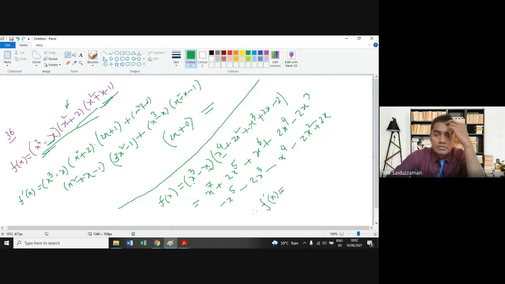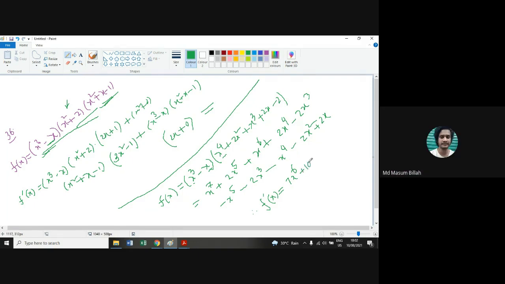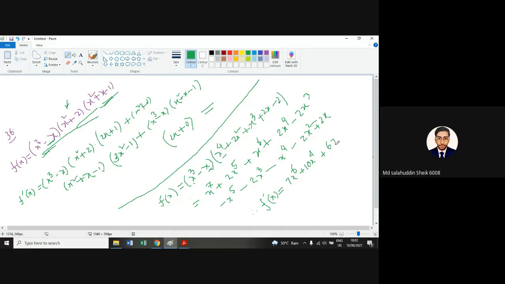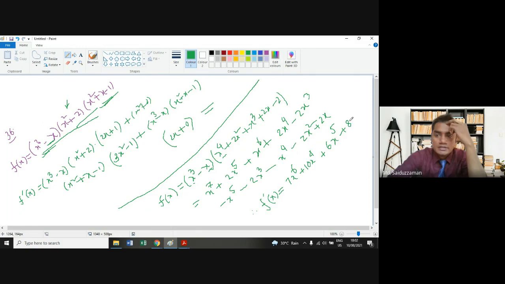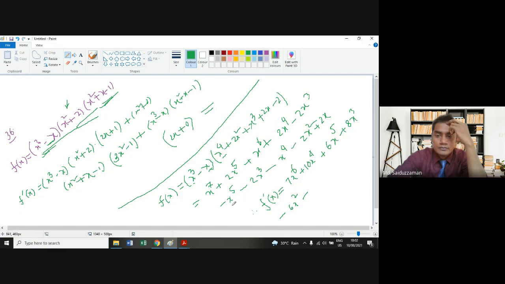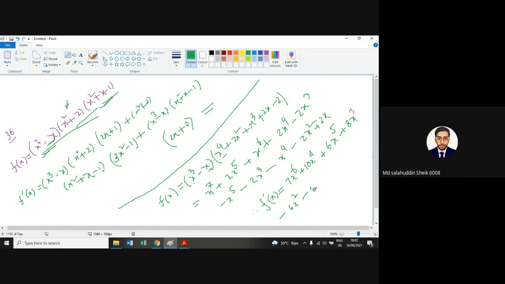So f prime of x is what now? Tell me. x to the power 7 means 7x to the power 6. Fine. And next, 10x to the power 4. Very good. 6x to the power 5. Then 8x cubed. Then minus 6x squared. Then minus 5x to the power 4.